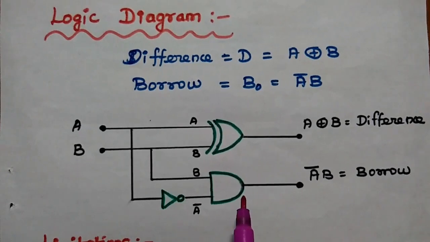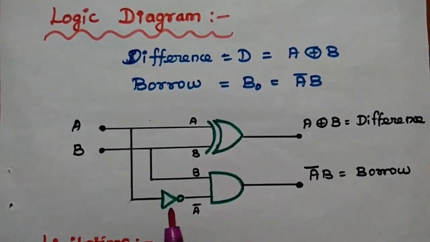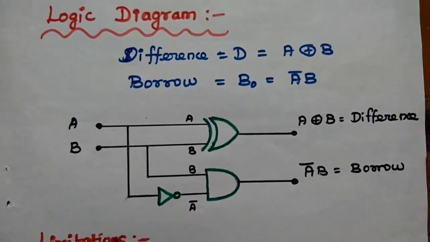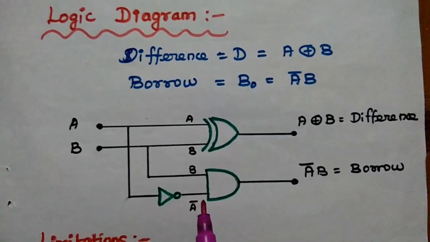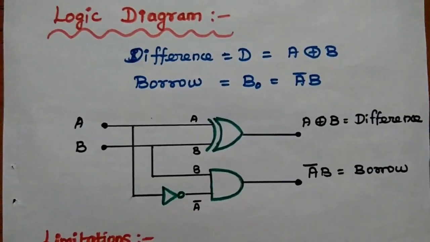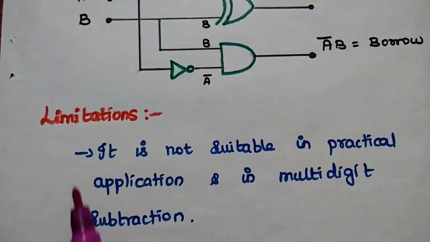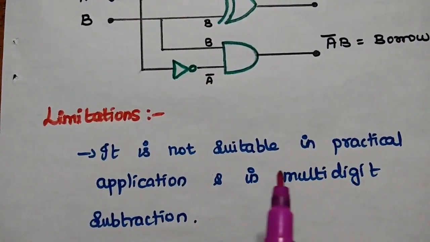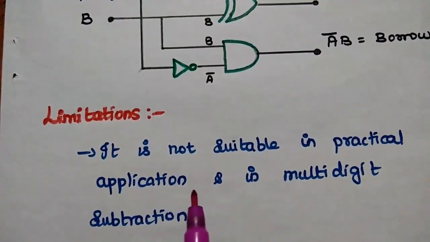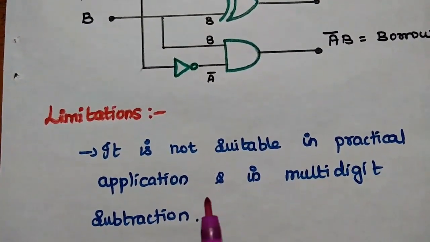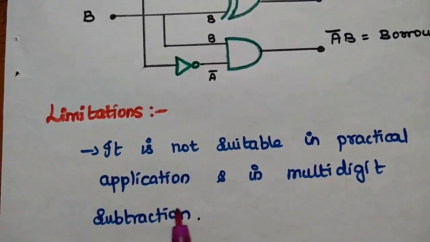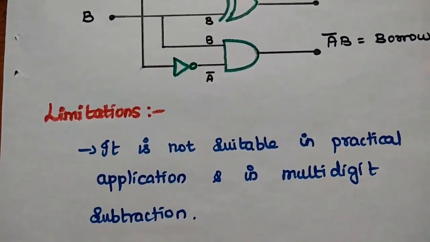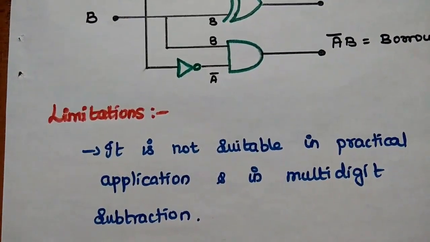It is similar to that of our half adder, but in half adder there is no NOT gate. NOT gate is not used in half adder, but in subtractor we are using this NOT gate. That is the only difference. So next, limitations of half subtractor. It is not suitable for practical application because it is only used for 2-bit subtraction. So it is not used in multi-digit subtraction. So that is the major drawback of half subtractor.